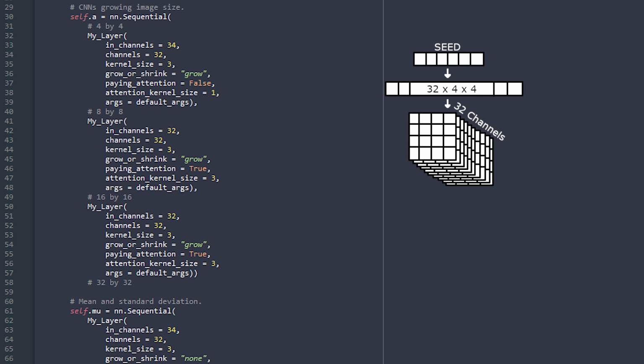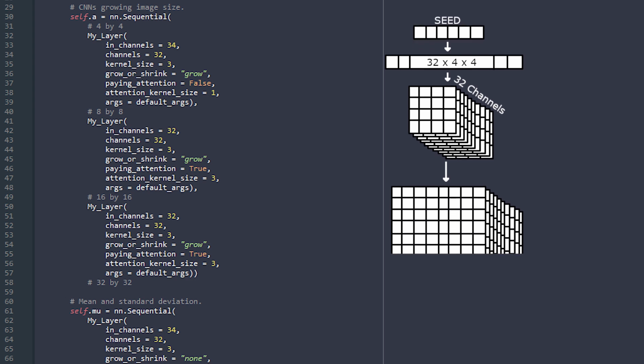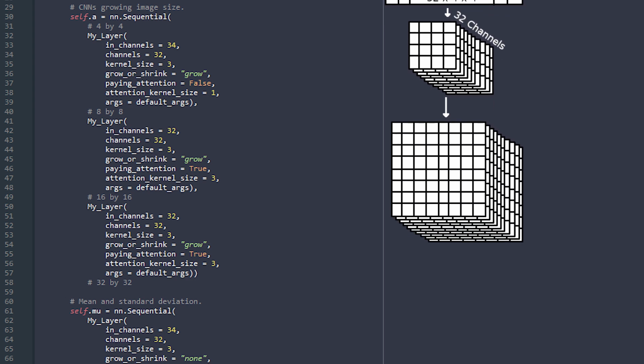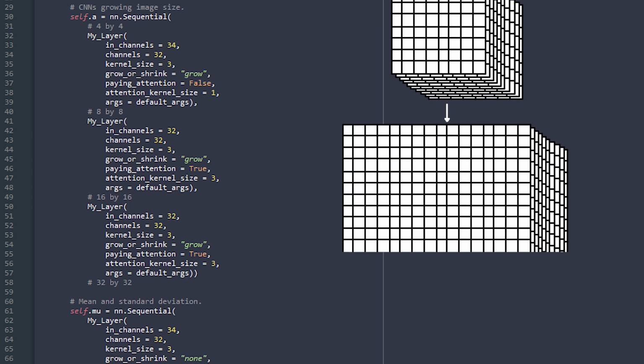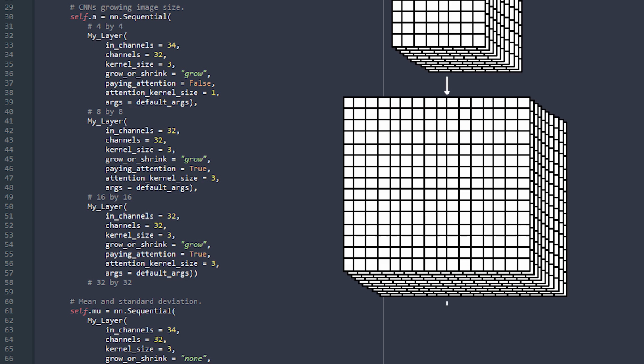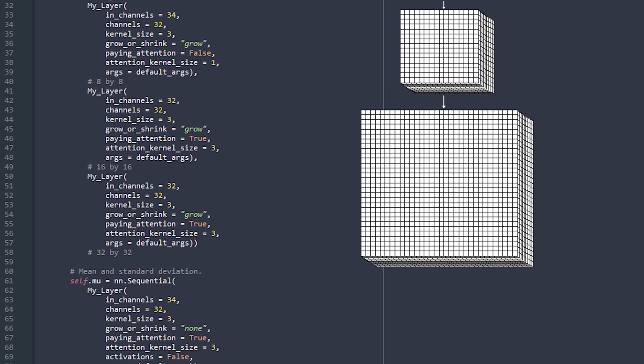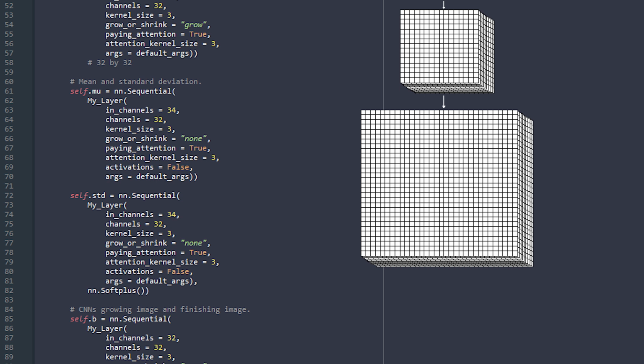And for each one of these layers, I'm growing the picture. So instead of being 4 by 4, it's going to be 8 by 8. And then instead of 8 by 8, it's going to be 16 by 16 and 32 by 32. But here is where I'm going to try adding the free energy principle. One of the places I'm trying to add the free energy principle.